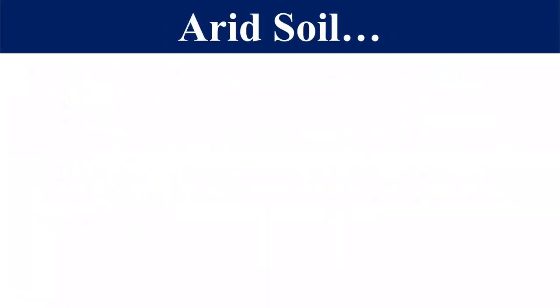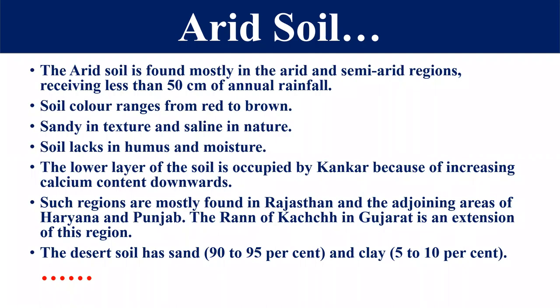Okay, now the last one which is found in our India, that is arid soil. So dear student, if you go to Rajasthan, you will see that in that particular area there is a desert area, which means arid soil is found there. This is found in the arid and semi-arid regions where annual rainfall is less than 50 centimeters, right? So this soil is found only in those areas. The western part of India, like Rajasthan and some part of Gujarat, is the area where annual rainfall is less than 50 centimeters. So in this area, arid soil is found.